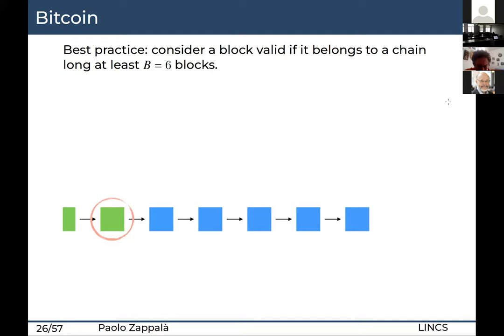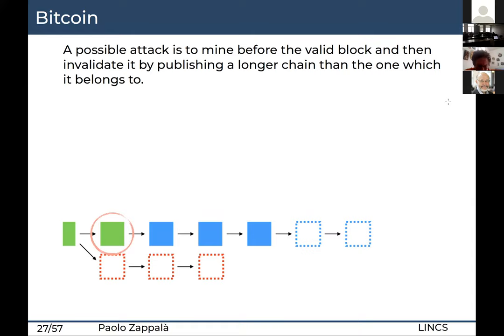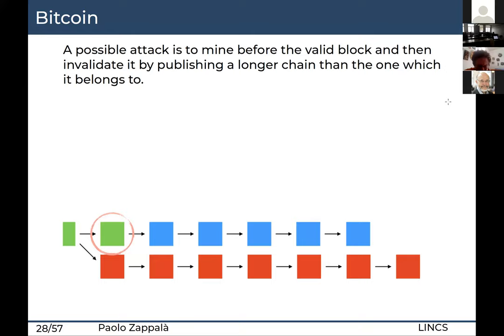But here we have to see how impossible it actually is. Let's imagine that I'm the bad guy and I want to create a longer chain starting from behind the block that is valid. In secret, I create a shorter chain in order to overtake the longer chain and publish it as soon as it becomes longer. So I create this shorter chain, make it longer, and as soon as I overtake the others, I publish it. Mine is then the longer chain, so the block that was considered valid does not belong to the longer chain anymore. It is considered invalid, and this is an attack.